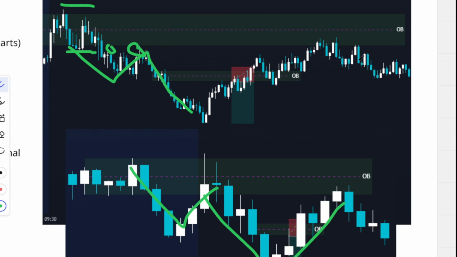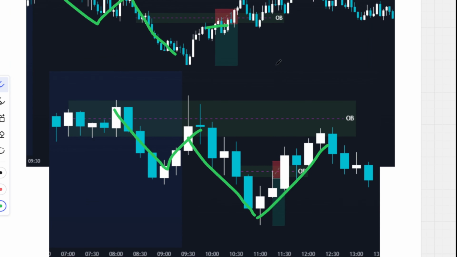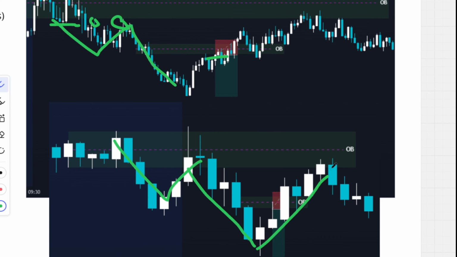Put my stop up here. Even when the price comes back to my original entry point, that's fine. I will wait it out because price will respect this order block until it invalidates the order block. It doesn't really matter. Instead of entering down here and your risk being all the way up here, that's way too much.